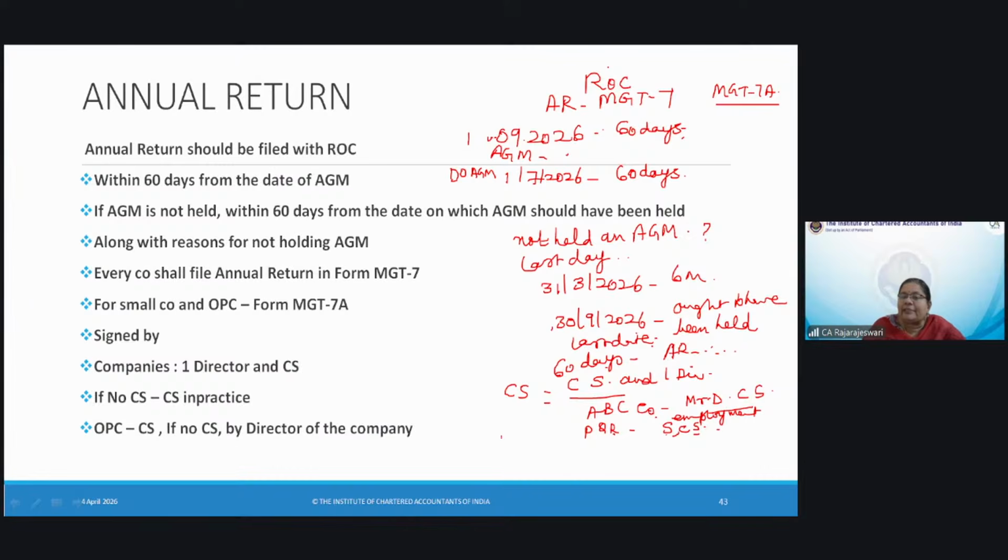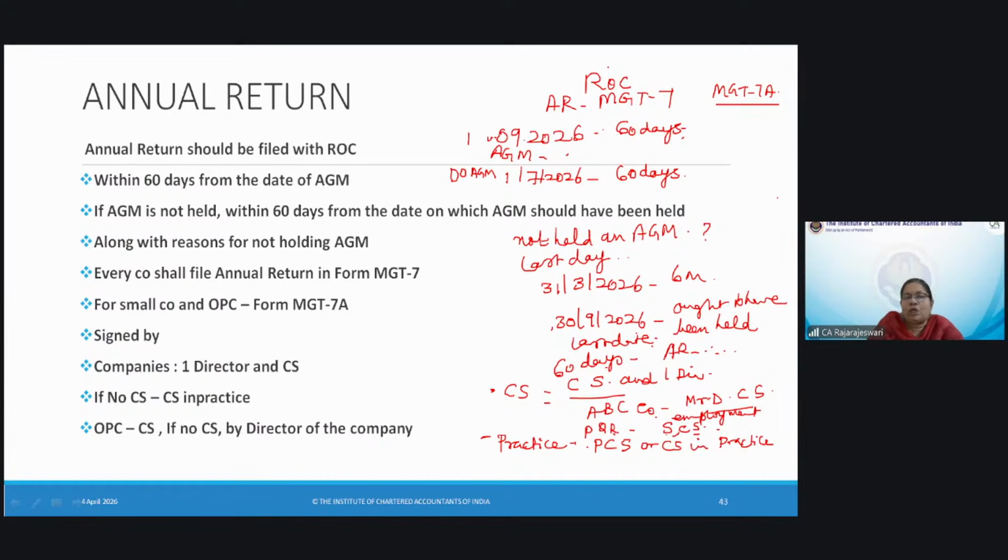Now, a person who is not in employment and is only in practice has no employer-employee relationship with any company. In that case, he is called a practicing company secretary, or CS in practice. If there is no employed CS, a person in practice can certify it using his digital signature. It is filed digitally, so the director should also affix his digital signature in the form, and it will be certified by the company secretary in practice.